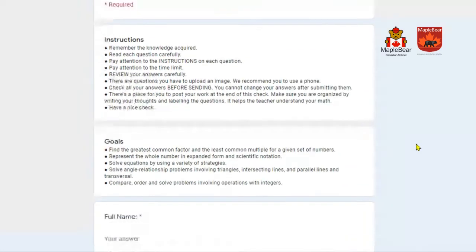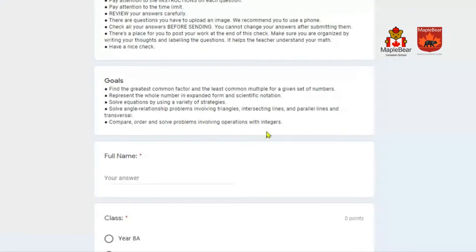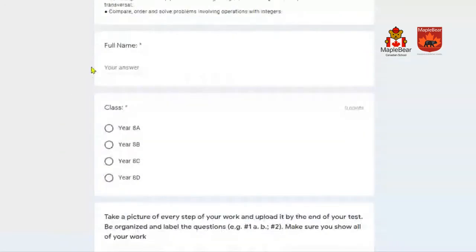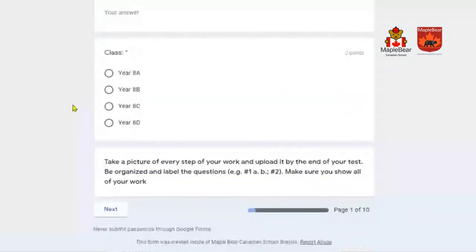So let's move on. Here, everything that you're going to analyze in this test, everything that we're assessing in this test. Nice? That's everything that is in the trimester and in a more simplified way, everything that is on the review. Okay? Write your full name, your complete name, in your class correct. Nice? And then click on next.